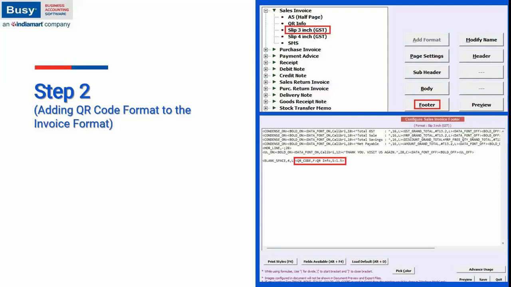Once we enter the footer designing section, there you have to press the F4 shortcut key. Then you will get the QR code parameter field. That field you need to configure. That configuration I will explain in detail while I am doing the practical.